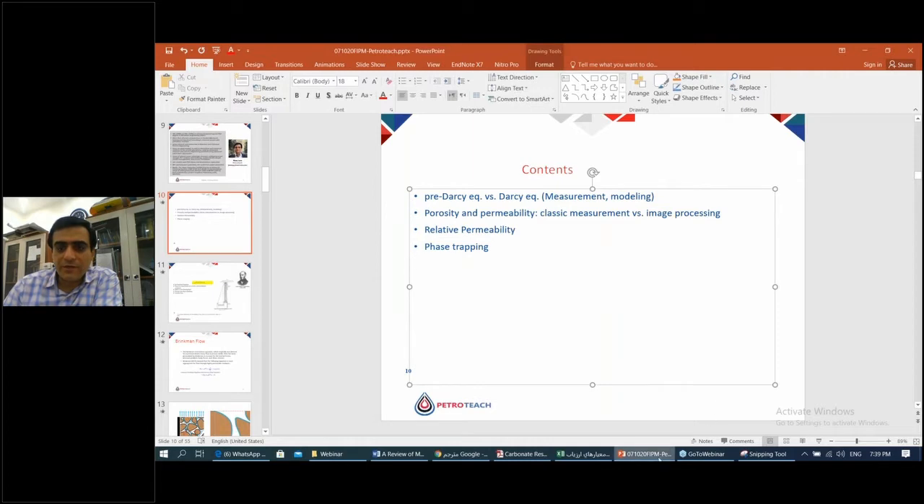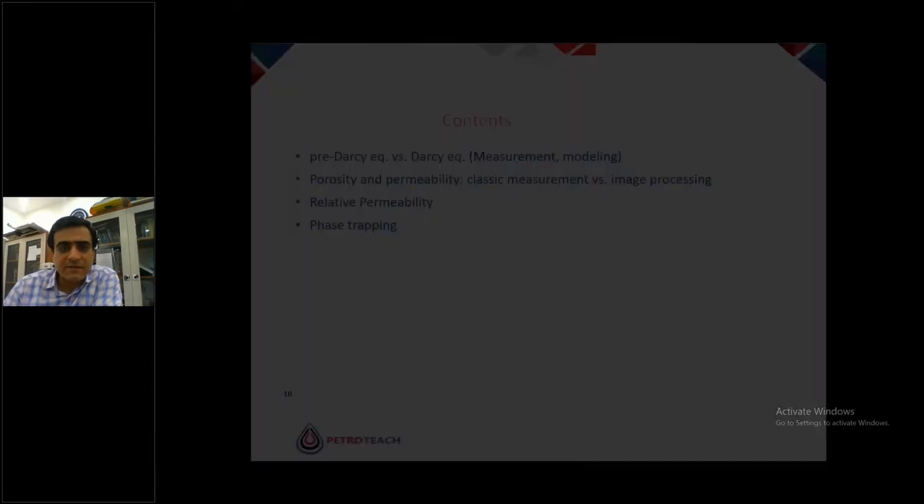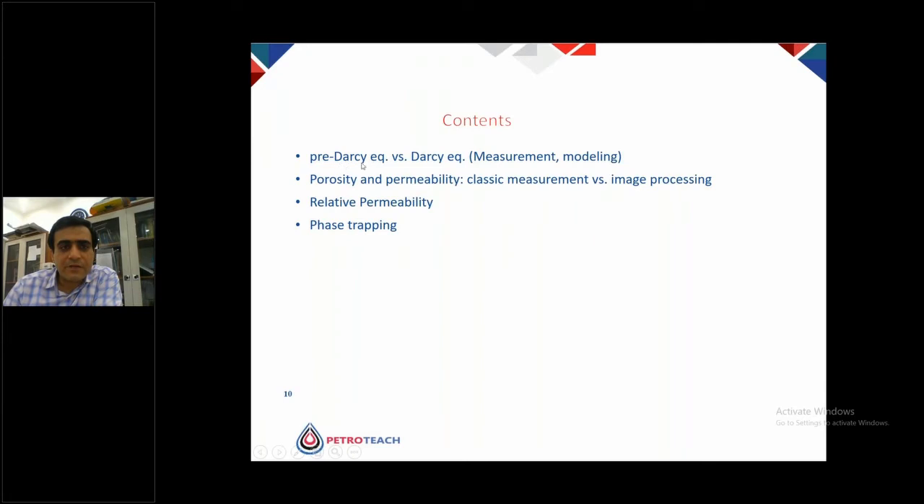Today, I'm going to present a number of experimental and theoretical findings from our work on flowing porous media. The main contents of this presentation will cover pre-Darcy flow versus Darcy flow, and then I will proceed with porosity versus permeability. I will share some of our image processing experiences, show you some classic measurements, and then go to the relative permeability concept. After that, I will present some of the preliminary results of the phase trapping studies here in Persian Gulf University.